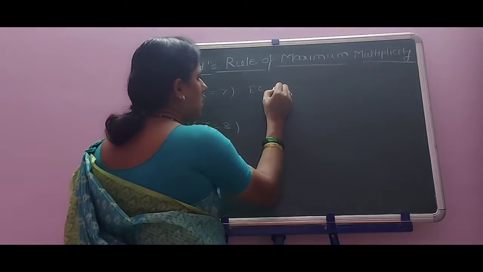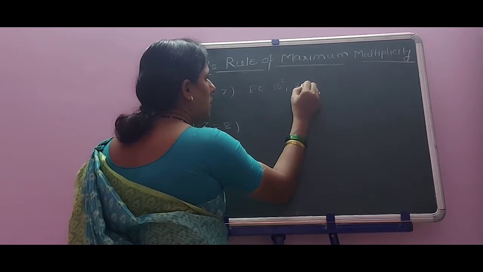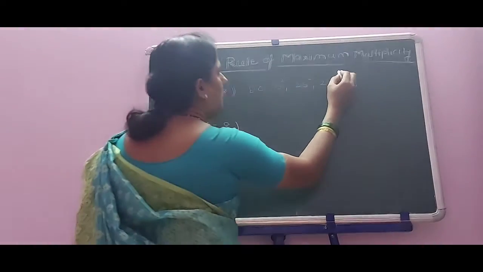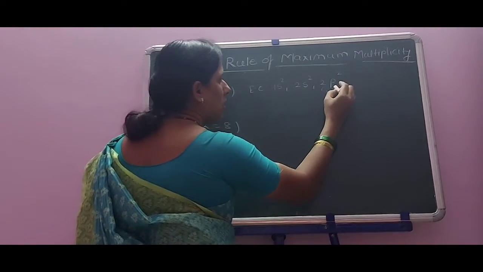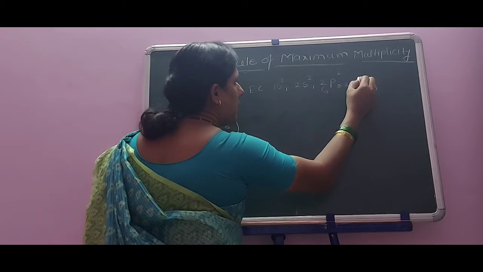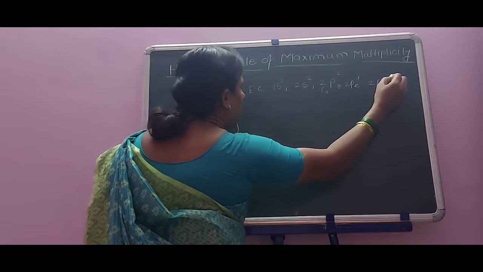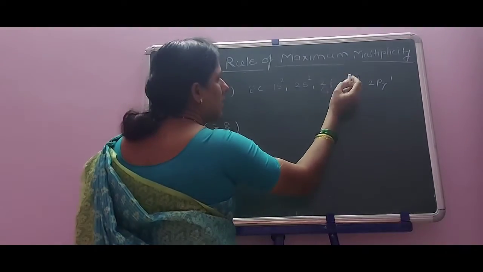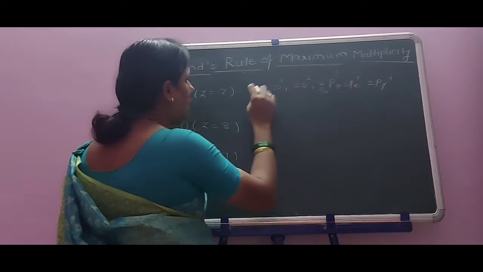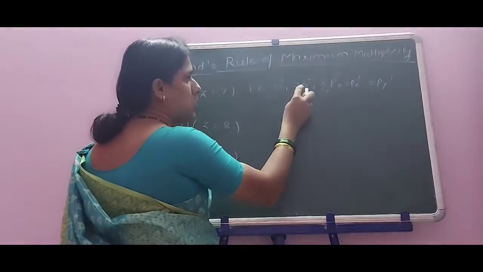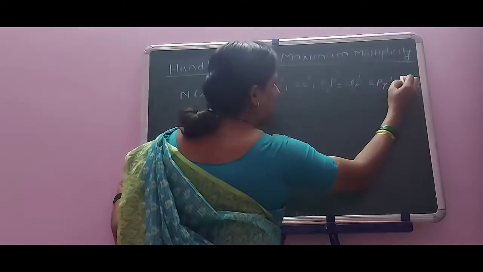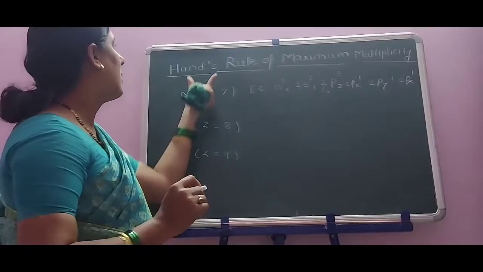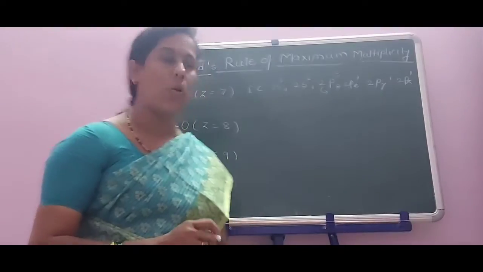What is it for 7? 1s2, 2s2, 2p3. That corresponds to 2px1, 2py1 and 2pz1. So for 7 it is 1s2, 2s2, 2p3, that is 2px1, 2py1 and 2pz1. Here clearly Hund's rule of maximum multiplicity is obeyed.